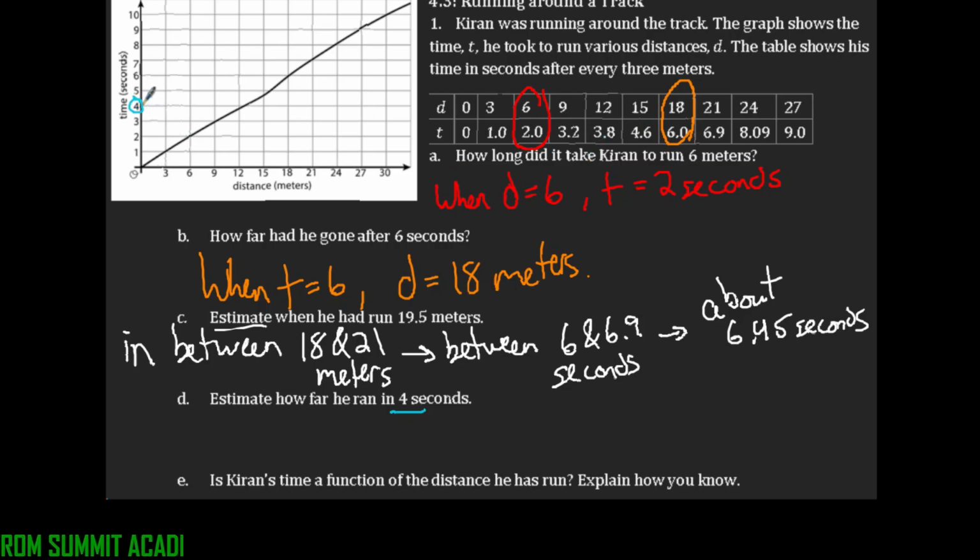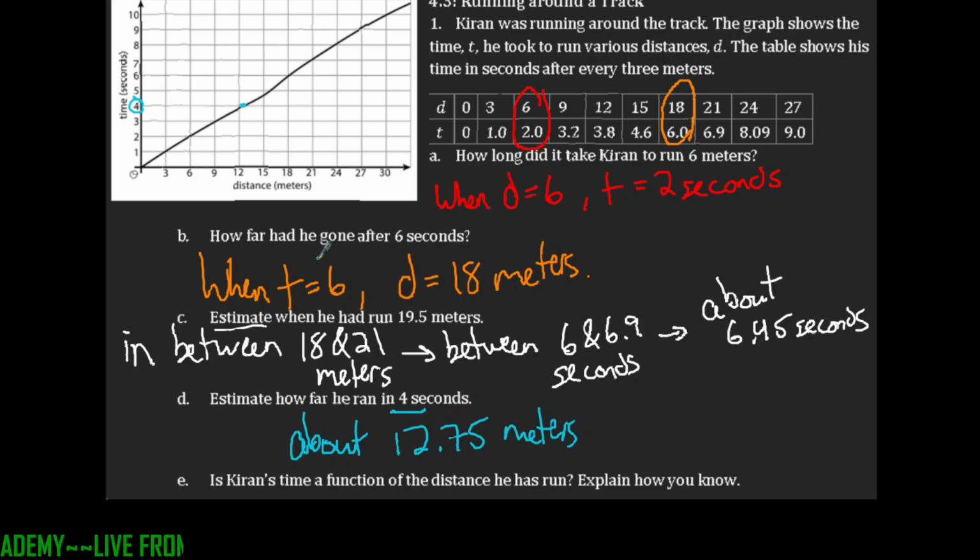But what you can do is you can use that graph. So we said, hey, 4 seconds is right here. Pull out a point on the line. We can say it's about right there. So it's just past 12. So we can say approximately, it's about 12.75 meters.